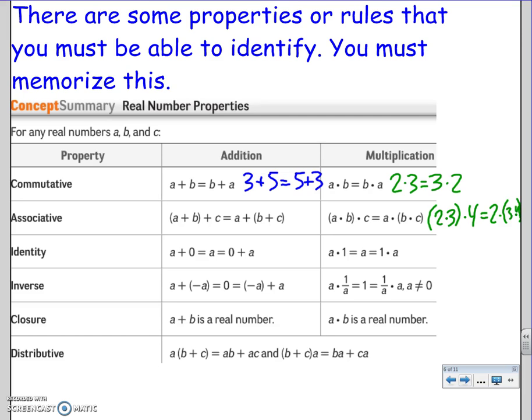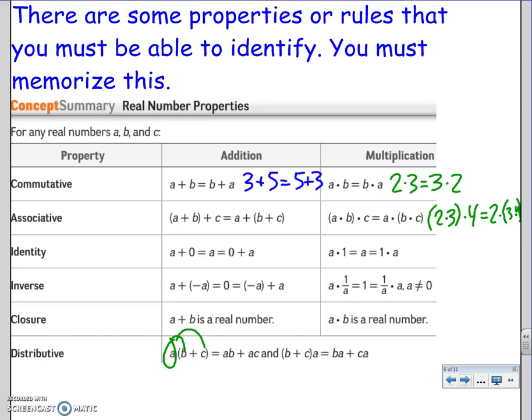All right, inverse is what you undo yourself by to get 0. So A plus negative A gives you 0. Then A times 1 over A equals 1. Closure just means if you add two numbers or multiply two numbers, it's still real. And distributive is a combination of both. You have to distribute this, that's multiplication, and there's an addition sign too, so it's not separated.